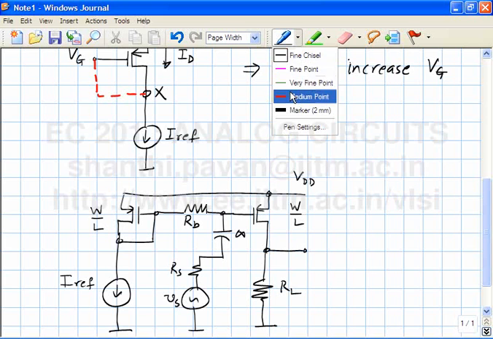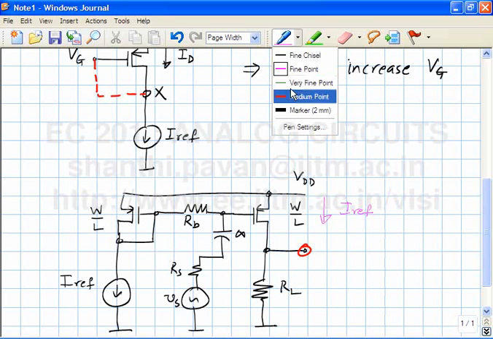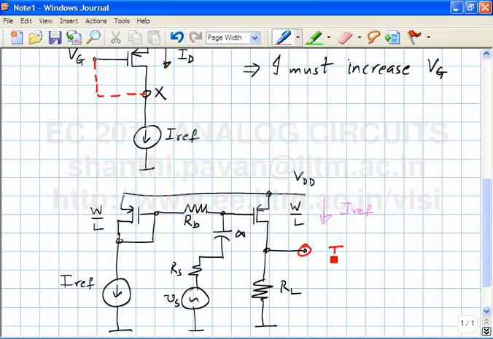The quiescent potential at the output here would be IRef times RL, because of the mirror. For DC, the current flowing here is IRef. That current flows through RL, so the DC potential at the output must be IRef times RL. Pretty straightforward.